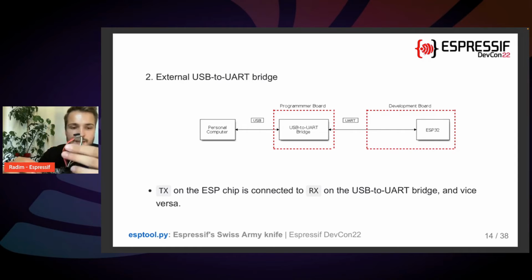So for that, I have to use an external bridge like this one. This is the ESP-Prog, which is connected to the ESP chip. And the Prog is then connected by a USB cable to the host computer. In the diagram, we can see that these two are actually separated into two units. We just have to make sure that the TX on the ESP chip is connected to the RX pin on the USB to UART bridge and vice versa in order for the serial connection to work.